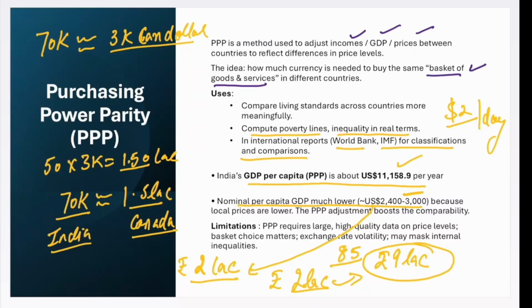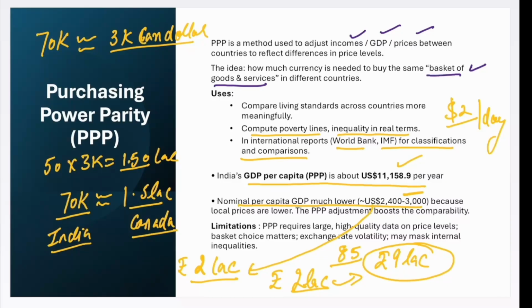So this PPP adjustment boosts comparability. Because local prices are lower, India has a low nominal GDP, but per capita GDP at the PPP level is much higher. But there are limitations to it. PPP requires large and high-quality data for price levels. The basket of choice also matters. You may be talking about only goods and limited services. Maybe a person is more inclined to buy services which are of higher price and have not been accounted for. And then exchange rate volatility happens.